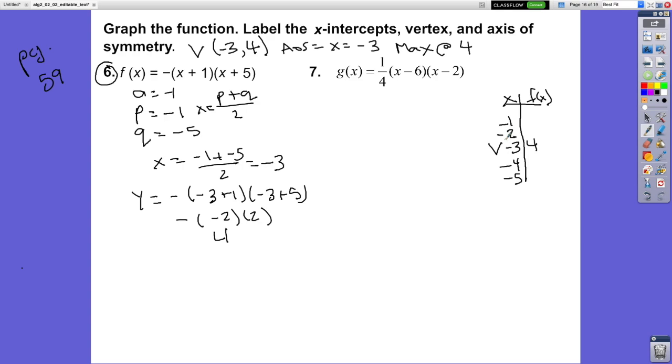All right, so let's plug in -2. So -2 plus 1 times, extra parentheses there, sorry, times -2 plus 5. -1 times 3, that comes out to be -3. Did I do that right? 3 plus 5, and that comes out to be -3.